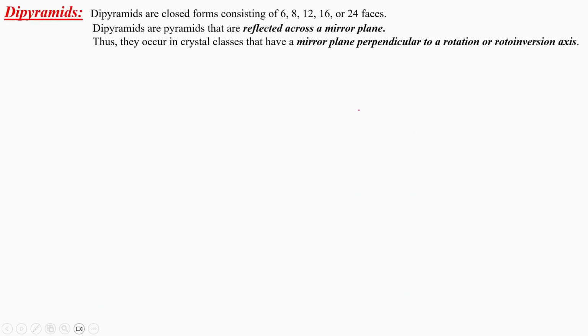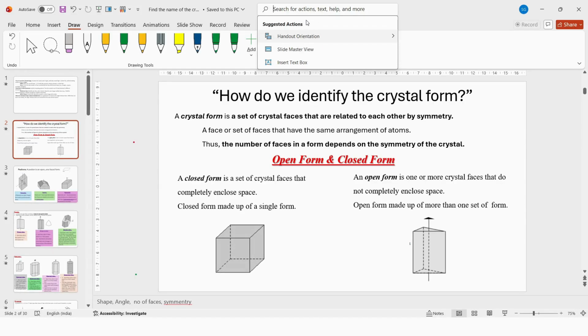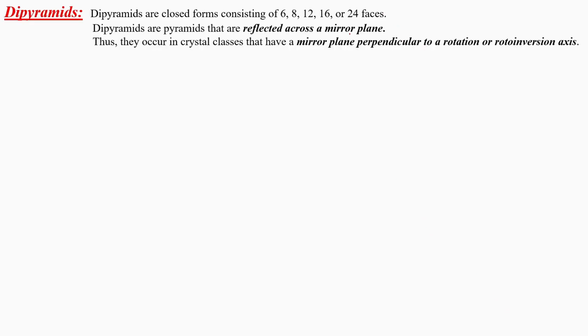Now we will get another set of forms called dipyramids. Dipyramids are again closed forms, consisting of 6 or 8 or 12, 16 and 24 faces. The dipyramids are pyramids that are reflected across the mirror plane. Here the distinction is to find the reflection across a mirror plane. That is an important thing we have to observe.